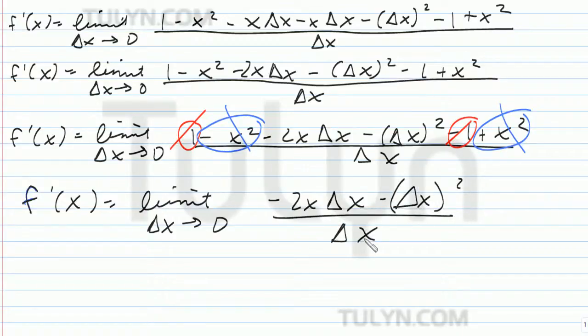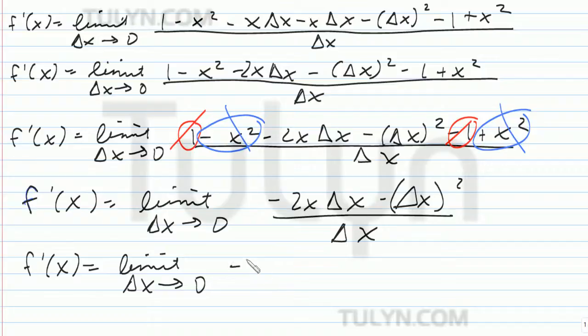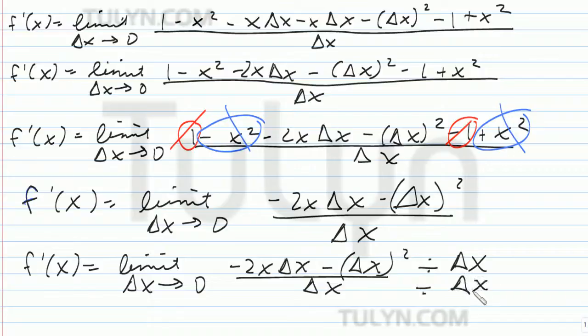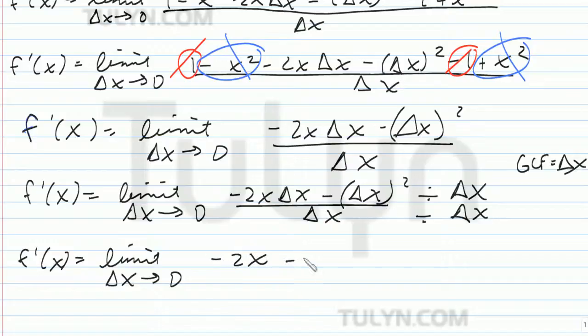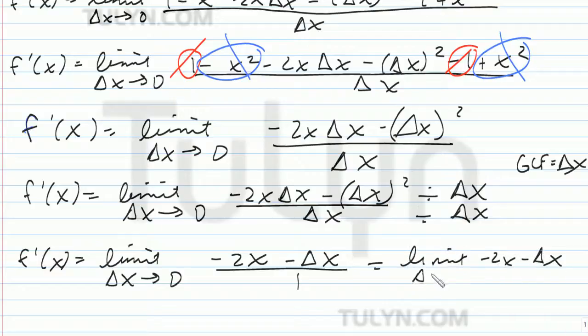So what you want to do is divide by your GCF. And when you divide, your GCF right here is delta x. So in the numerator and denominator, divide by delta x. And that will be f prime of x equals the limit as delta x approaches 0. Negative 2x delta x divided by delta x is negative 2x. And then minus delta x squared will be minus delta x, since delta x divided by delta x is just 1. So then it'll be the limit of negative 2x minus delta x as delta x approaches 0.